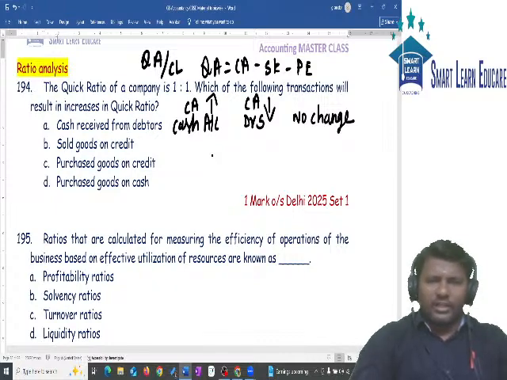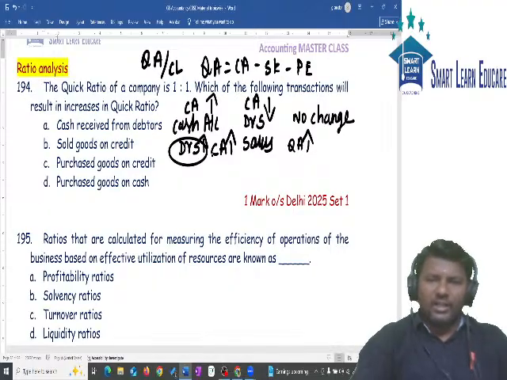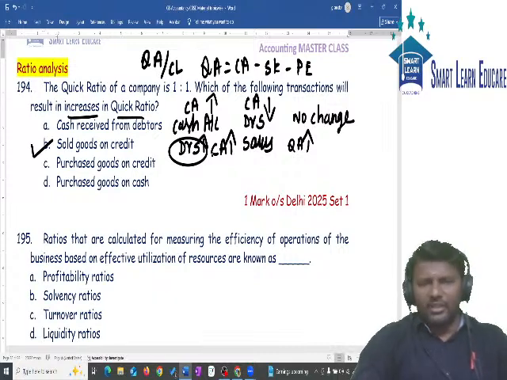Goods sold on credit. What is the entry for goods sold on credit? Debtors account debit to sales. Here debtor increases. When debtor increases, meaning your current asset increases, meaning your quick asset also increases. Numerator will increase. When numerator increases, your quick ratio will increase. So answer for this question is option B.